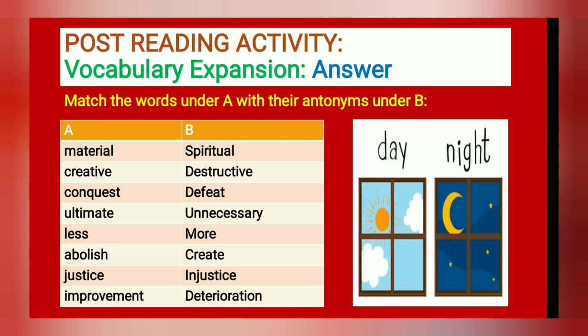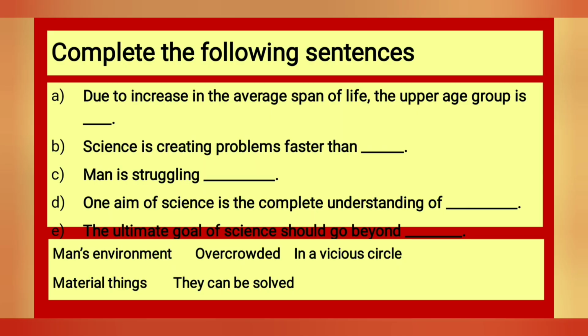And next is justice, and opposite of this word is injustice. And the last word given in column A is improvement, and its antonym is deterioration. So here comes another activity on your screen now. A few incomplete sentences from the text that you have read have been displayed on your screen with their answers that have been given to you below the incomplete sentences.